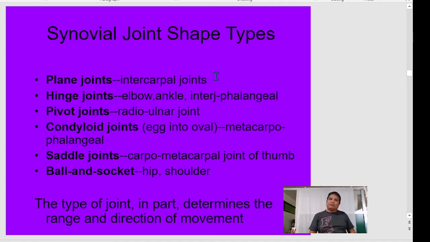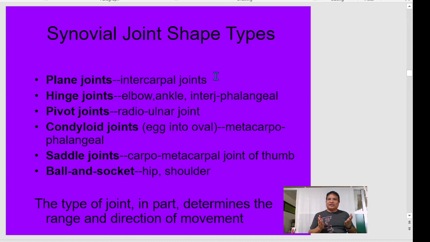Then you have your pivot. In pivot type of joints, there is a rotation. An example is your radio-ulnar joint, or the joints between the radius and the ulna. When you do pronation and supination, that is pivot joints. That joint does not belong to the elbow, it belongs to the forearm. Your elbow is only your humero-ulnar joint.